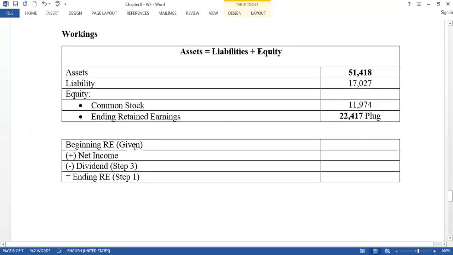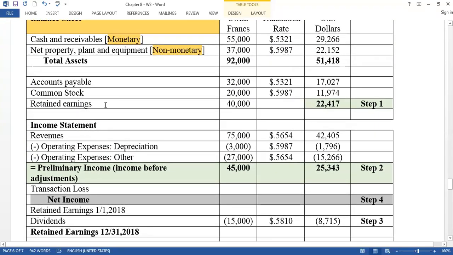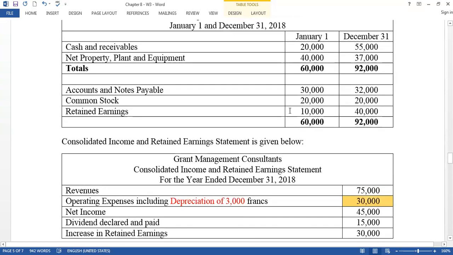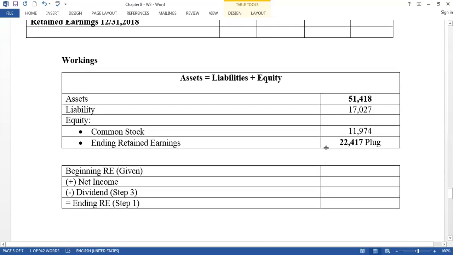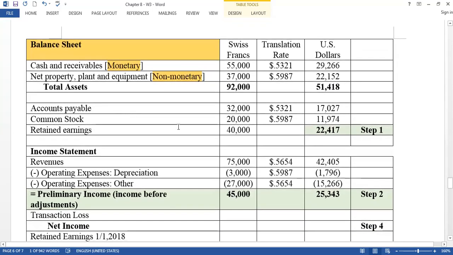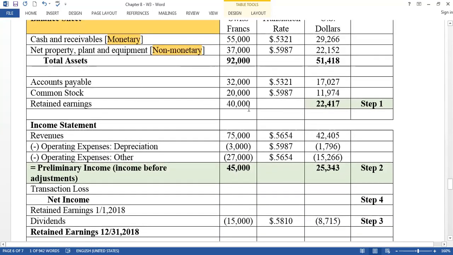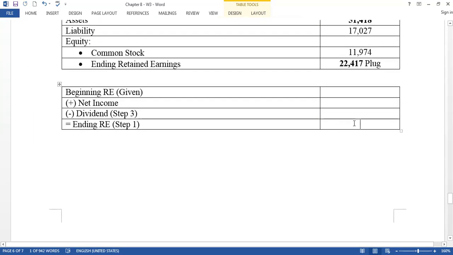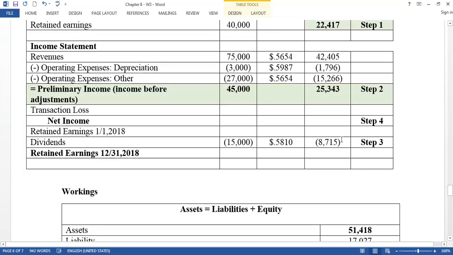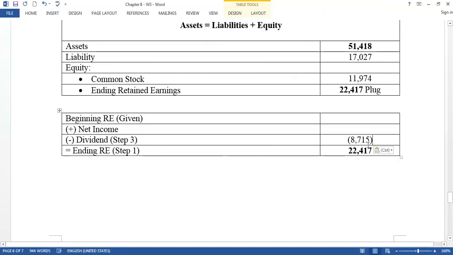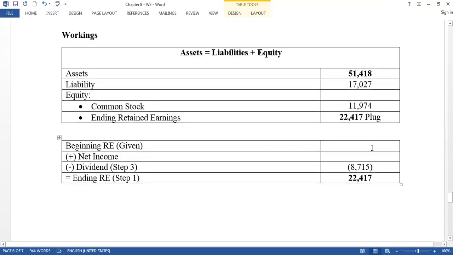This is the formula. Beginning retained earnings given. What is the beginning retained earnings? Okay, beginning retained earnings here in the question. Retained earnings, $10,000, right? Beginning retained earnings is the $10,000, and we already done here. This is ending retained earnings. Okay, let me put this one first. Dividend, this one. Then beginning retained earnings is 5987.